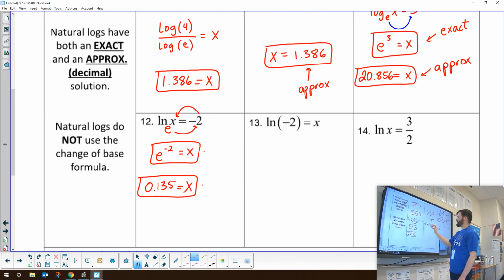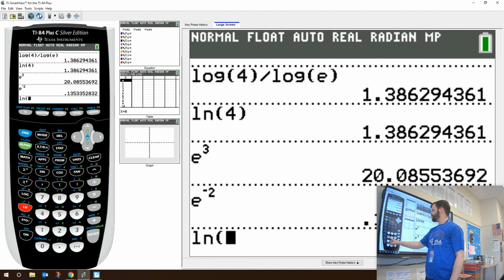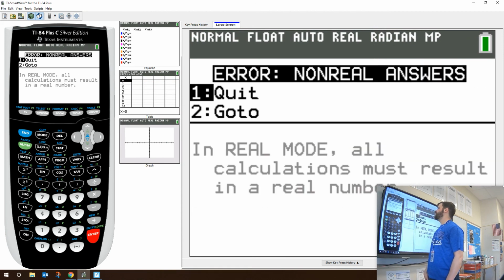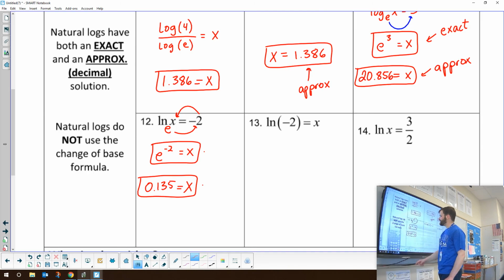Next up, we have a natural log of negative 2. All I have to do here is plug this into my calculator. So I'm going to pull this up, go natural log of negative 2. Oh man, oh no. So that is a non-real answer. Remember, we cannot take the logarithm of a negative. We can have a negative exponent, that's fine. But we cannot take a log of a negative, so this one is just no solution.